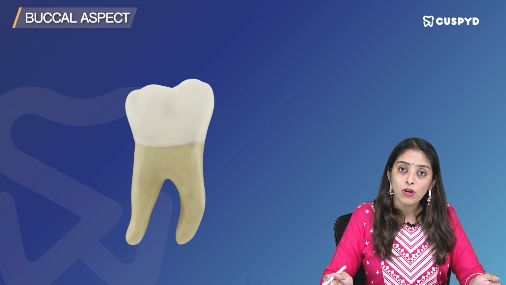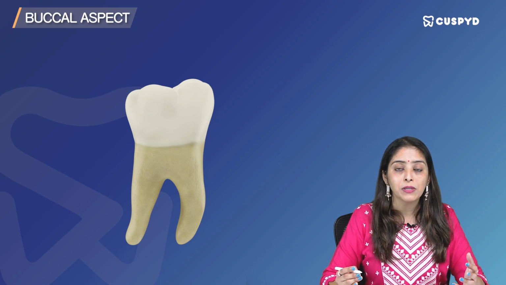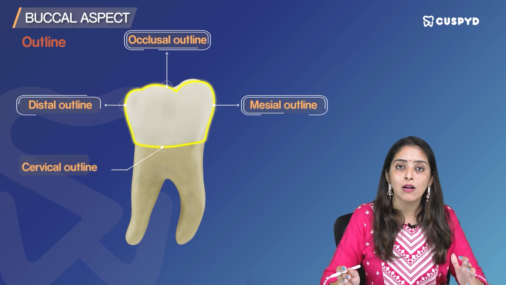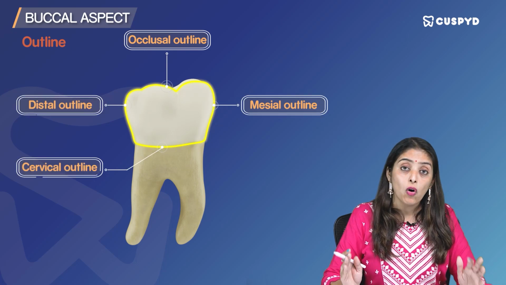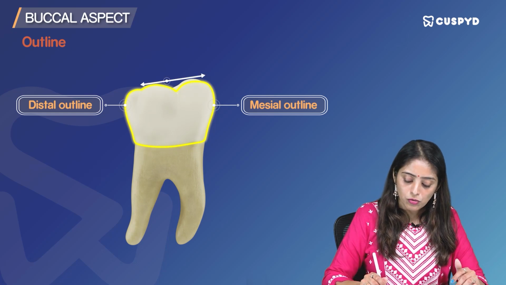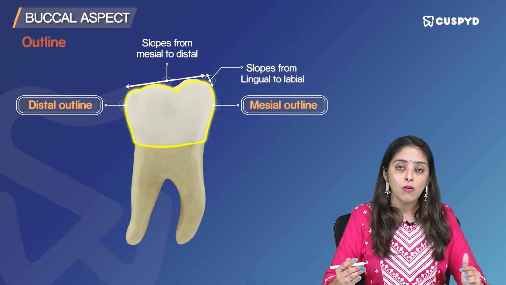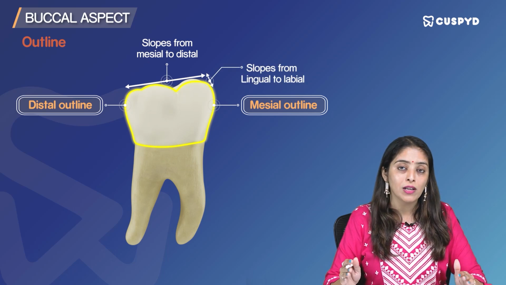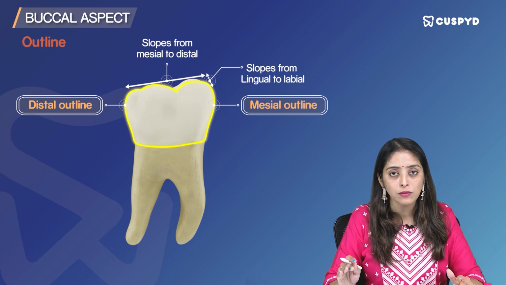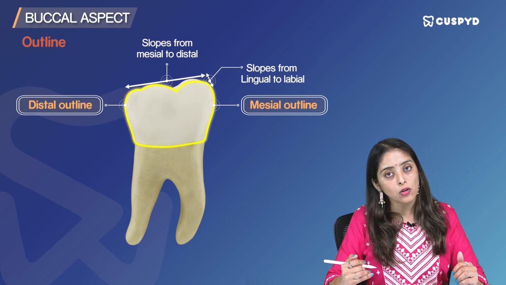So, moving on to the outlines of the teeth. When you look at this mandibular first molar from the buccal aspect, you can see 4 outlines: the occlusal outline, the mesial outline, the distal outline and the cervical outline. The occlusal outline shows 2 slopes. One slope is from mesial to distal and the other slope is from lingual to labial. So, the crown slopes in 2 directions. The mesial is slightly taller and the distal is at a slightly lower position, and the lingual cusp is at a slightly higher position and the buccal cusp is at a lower position.